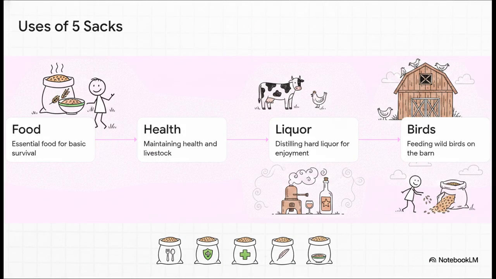Think about this classic example from economist Eugen von Böhm-Bawerk. Imagine a pioneer farmer who just harvested 5 sacks of grain. She doesn't value every sack the same. That first sack, that's her food. It's essential for survival. The second one maintains her health and feeds her livestock. The third sack might be used to distill some liquor for fun. And if she has a 5th sack lying around, she might just toss the grain out to feed the wild birds. If she loses one sack, she doesn't starve. She just stops feeding the birds. She values that single sack exactly at the level of her least urgent need.